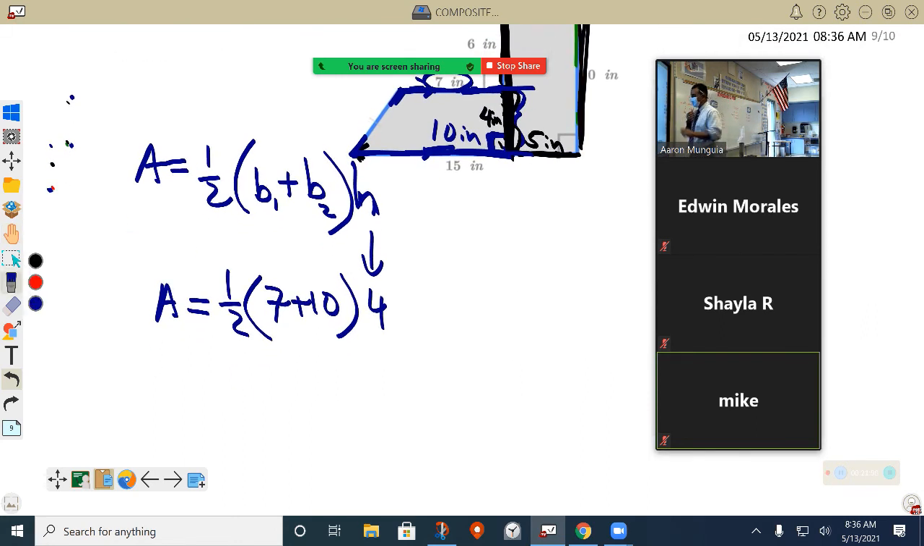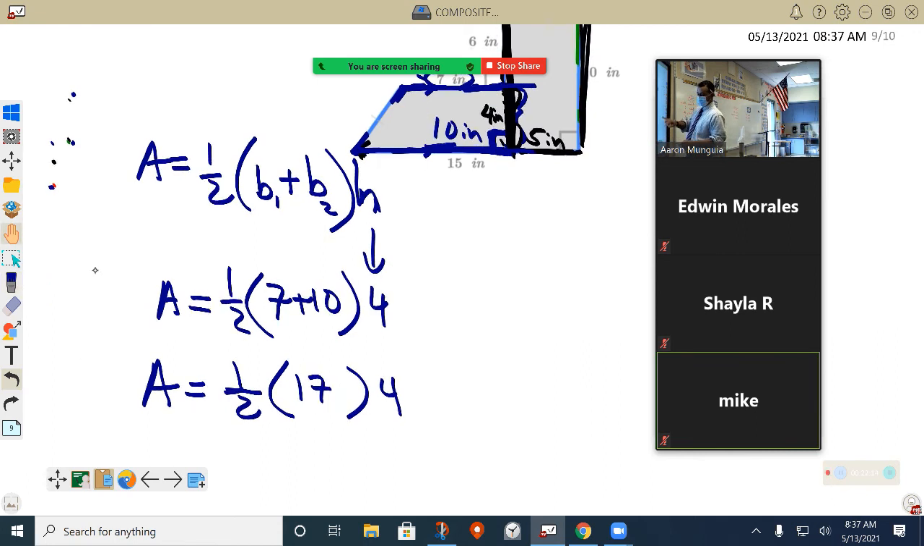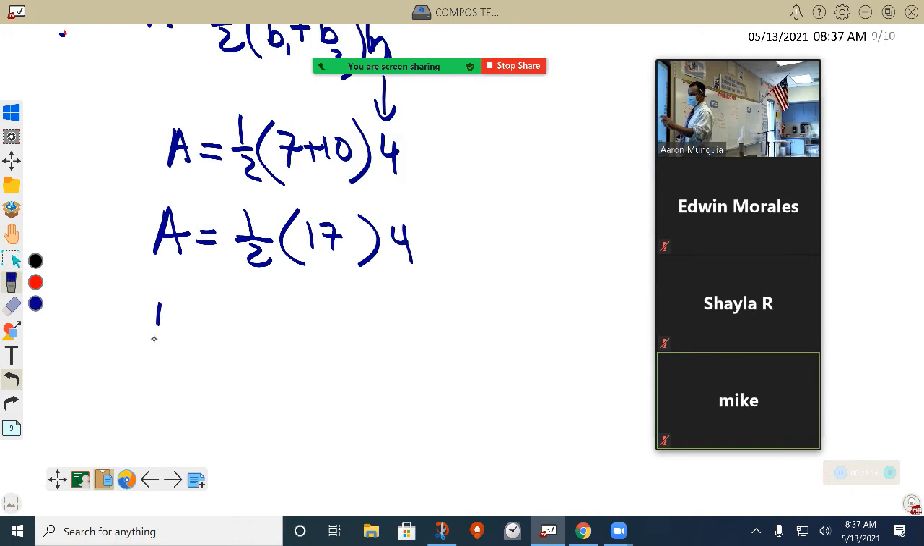Here we go. Area then is 1/2. Parentheses comes first. So 7 plus 10 is going to be 17. So now I'm just multiplying the 1/2 by the 17 by the 4.